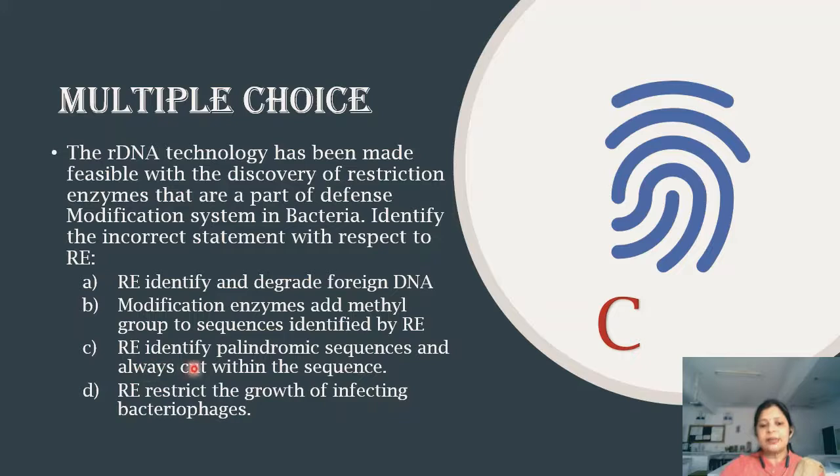Restriction enzymes identify palindromic sequences and always cut within the sequence. It's not always. Sometimes it is thousands of base pairs away. Sometimes it is 20-25 base pairs away. So it is not always within the sequence.